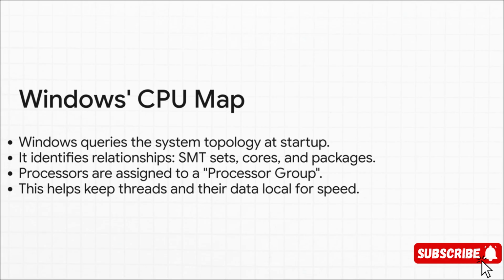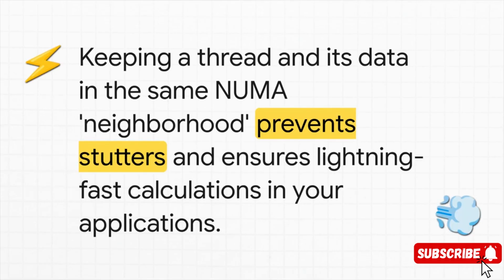And based on that map, it logically sorts them into these things called processor groups. And this, right here, is why it all matters. Because Windows understands these hardware neighborhoods, its scheduler can make really smart decisions. It actively tries to keep a running task and the data it needs to work with on processors that are in the same group. That simple idea of keeping things local is absolutely the difference between a lightning-fast operation and a really annoying stutter in your favorite game or application.